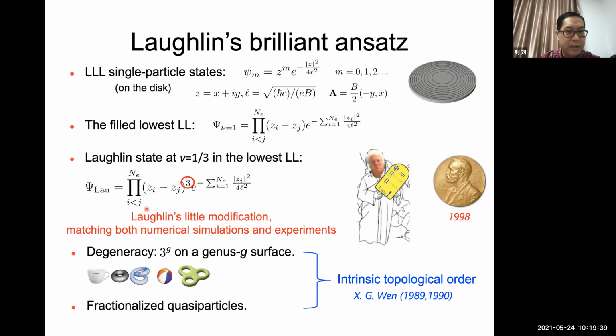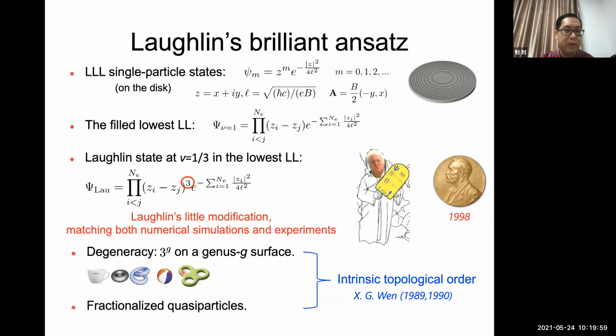And people also found that this Laughlin state has some amazing properties. The first property is its degeneracy. Its degeneracy is equal to 3 to the power of g on a genus g surface. So it only depends on the genus of the surface. So this degeneracy is called topological degeneracy.